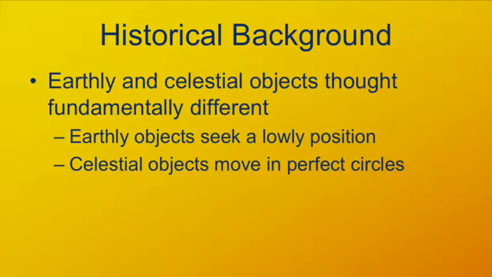We've seen that on Earth, when you drop something, it just falls down to the ground. In the heavens, the ancients saw, and we can see ourselves, that the stars move in perfect circles around the Earth. Then there are some things, the planets and the moon and the sun, that don't move in perfect circles, that move a little bit differently from the stars. But they're still different. They're not falling down to the ground. So earthly objects fall down to the ground, seek a lowly position, unless they're fire or air, in which case they go up. The celestial objects moved in perfect circles, except for those weird planets.